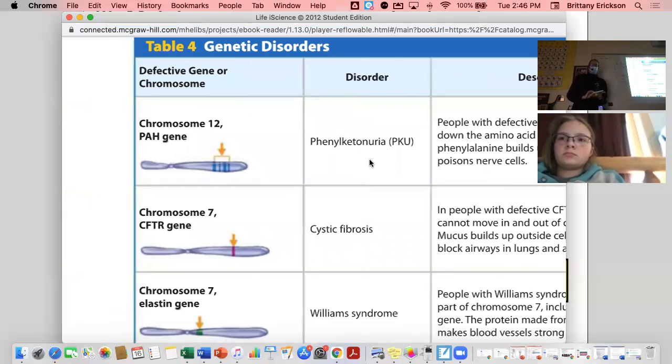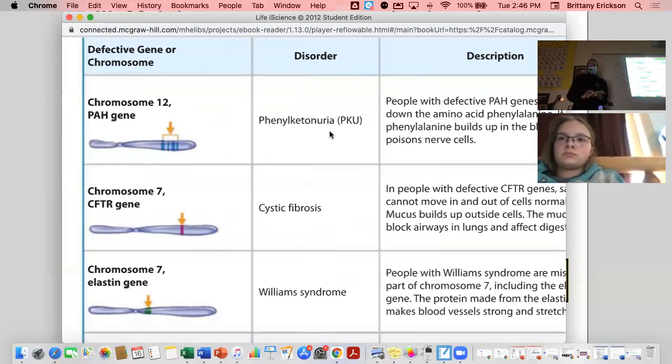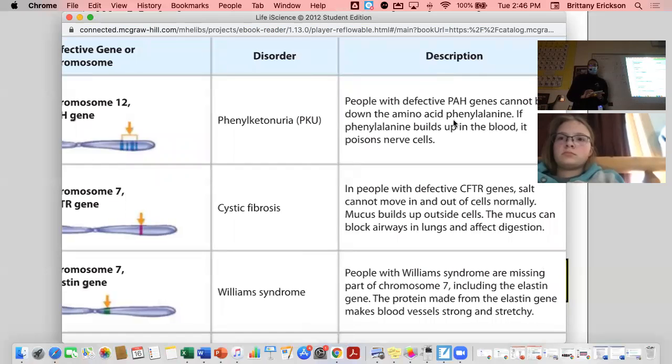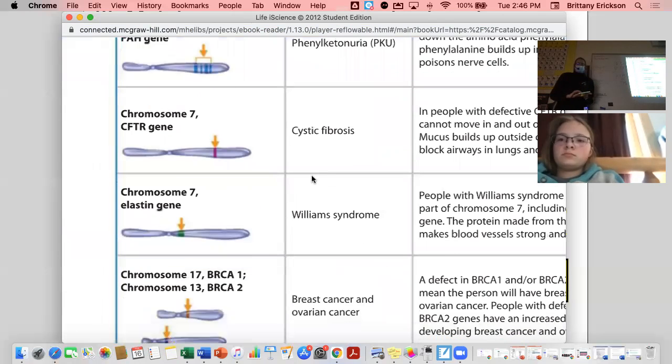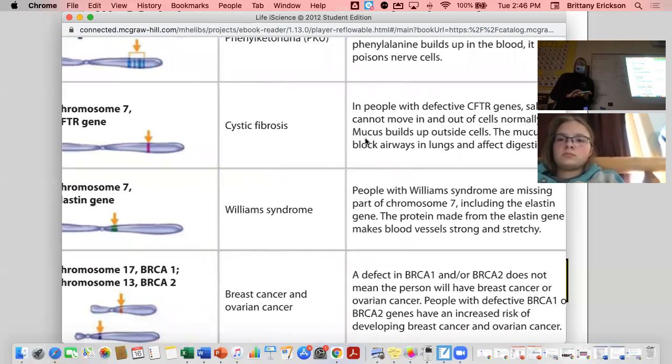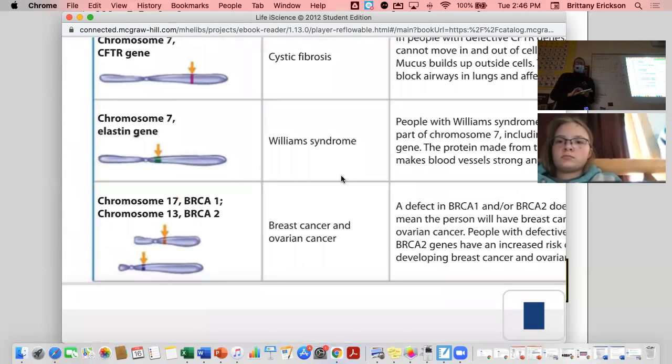So if we go down to Table 4, PKU, we talked about that before, where a person can't consume the amino acid phenylalanine. And if they do, then it poisons their nerve cells, so they have to change their diet. Cystic fibrosis helps move mucus out of the cells, and if it's mutated, mucus builds up and it blocks the airways to your lungs and can affect digestion. They talk about Williams syndrome, and then breast cancer and ovarian cancer. They've identified 2 genes on chromosomes 17 and 13 for that.